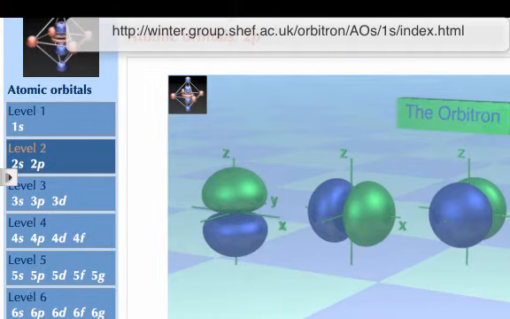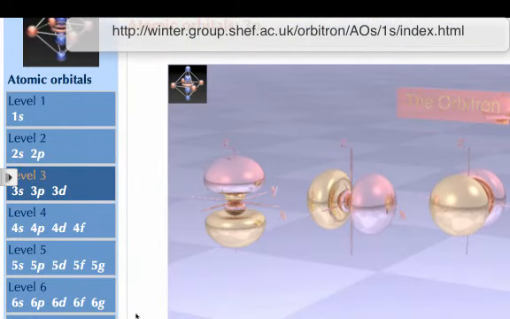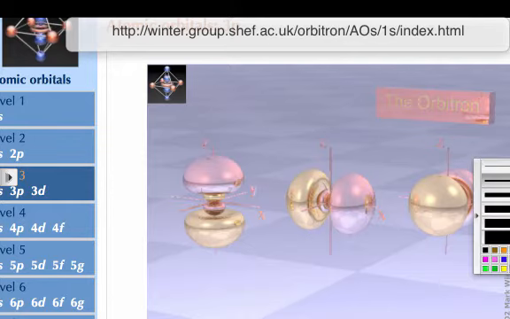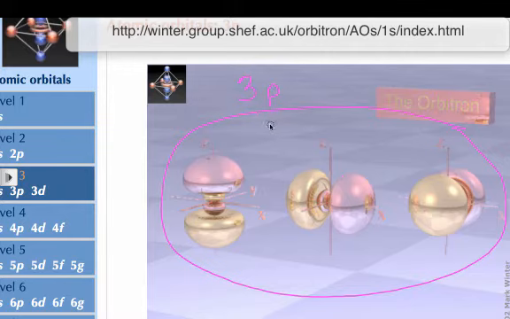So if I go to the 3p, it still resembles a dumbbell, all right, but it becomes much, much more complicated. I want you to notice the similarities, though. We're still talking about the P sublevel. So for a P, this is 3p, so n is equal to 3, and l is p, all right? And the shape is still very much like that dumbbell or figure 8 type shape.